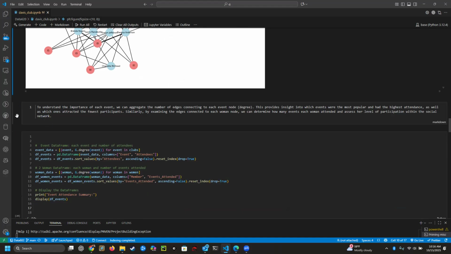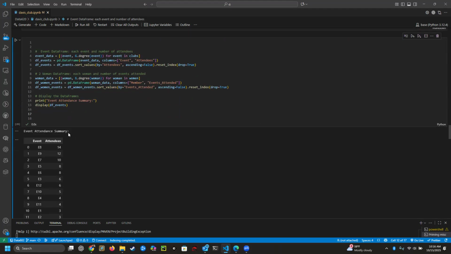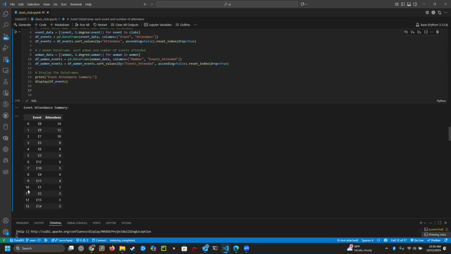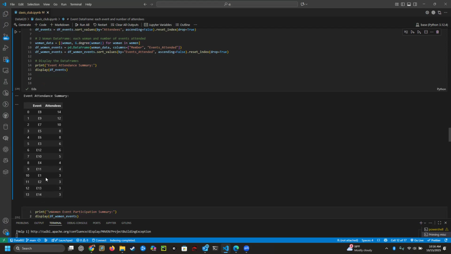So then what I did was I wanted to find out how important events are by the amount of women that attended each event. And that's what this cell does here. And then it orders it in descending order. So we see that event 8 had the most attendees, followed by 9 and 7. And then we see that events 10 through events 1, 2, 13, and 14 all shared the least amount of attendees.